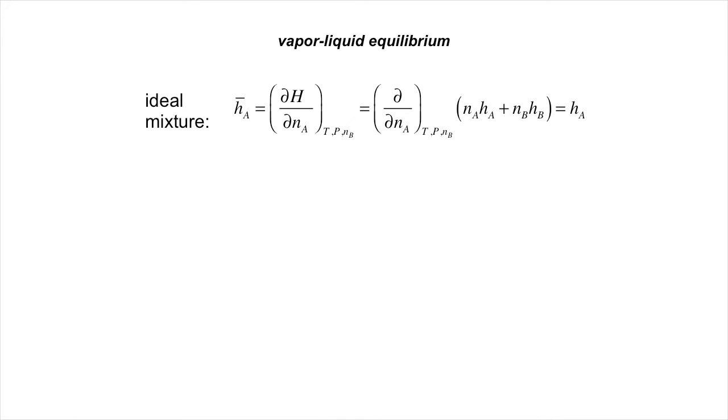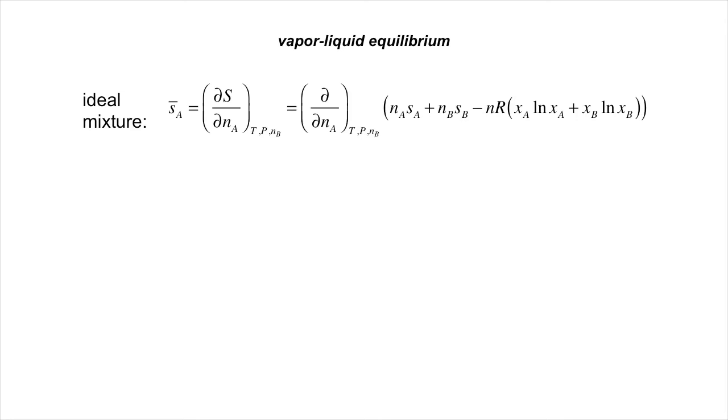Now that we have a model for how H and S of the mixture depend on composition, we can calculate the partial molar properties. In the case of an ideal mixture, taking the partial derivative of H with respect to Na yields the molar enthalpy of pure A. This is true of the liquid or gas. Since the molar enthalpies of a gas or incompressible liquid are only functions of temperature, so are the partial molar enthalpies.